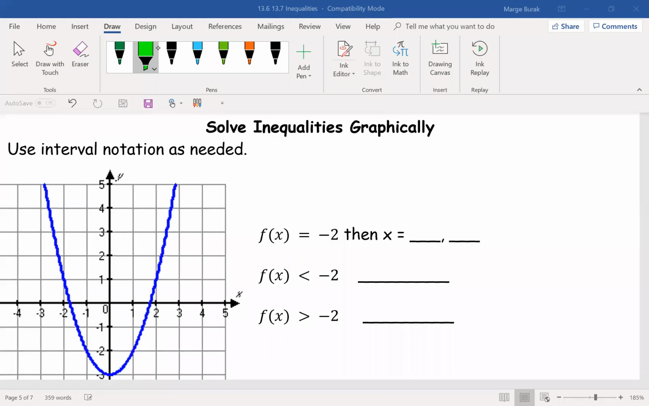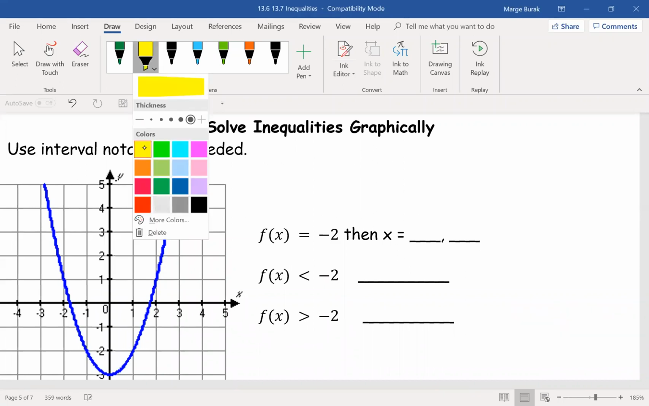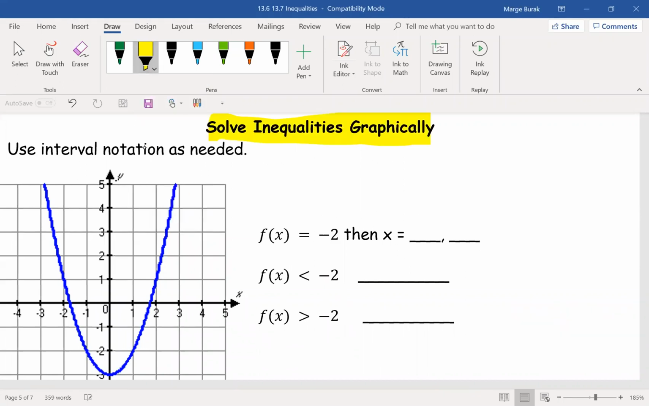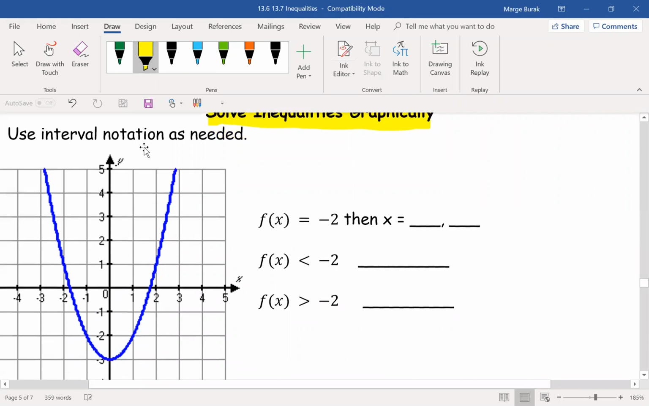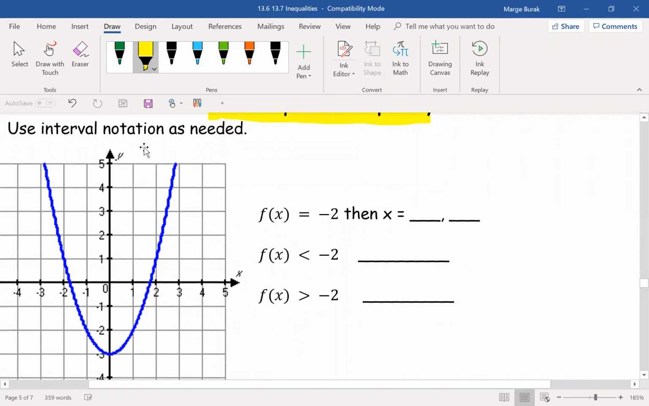Okay, now let's see how we can solve inequalities graphically. All right, so I've put the graphs on, and I didn't really give you the equation, but if I gave you the equation, you could just go into Desmos and graph it. So here we are graphing it, and I want to know where the function is equal to -2. Where is the function equal to -2?